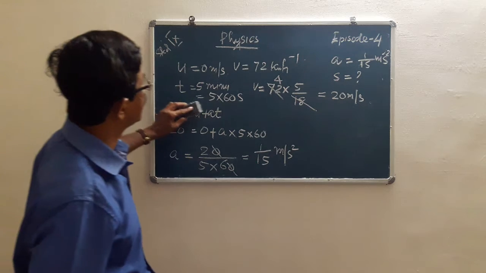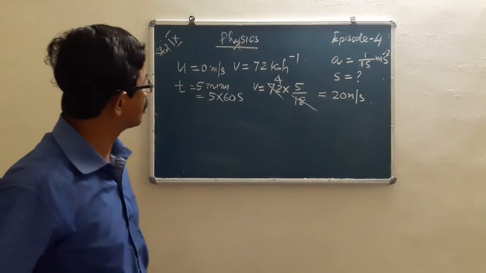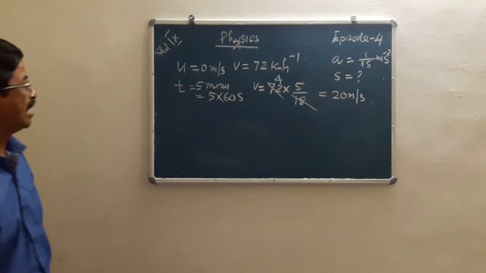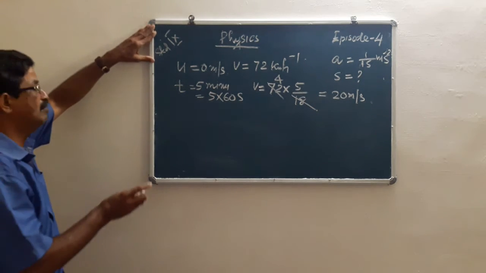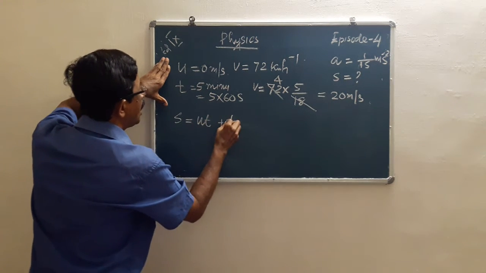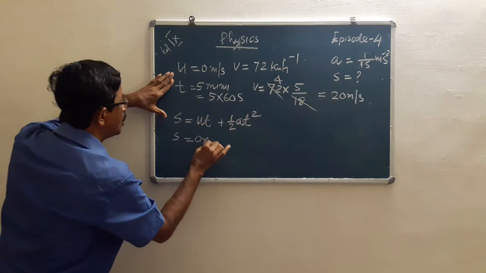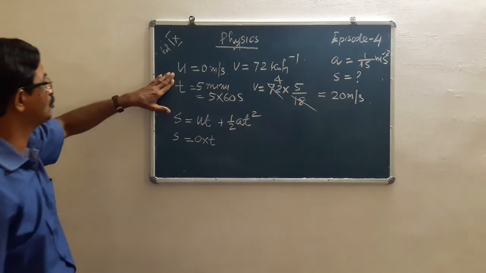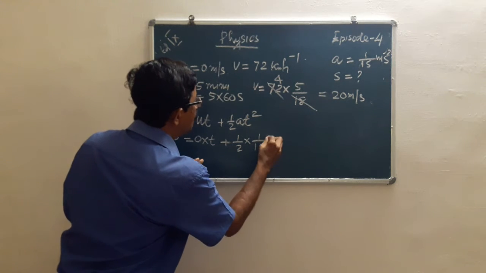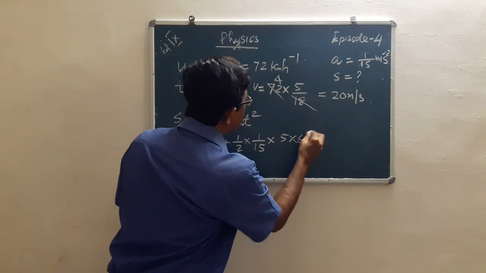Now the second thing we want to find is the displacement or distance traveled by the train. For that we can use either of two equations: S equal to ut plus half at square, or V square minus U square is equal to 2aS. By either equation you get the same answer. Suppose we use the first equation, S is equal to U into T plus half A T square. Here U, the initial velocity, is 0, into time is also 0, so I am not going to put the value. Plus half A, which is 1 by 15, into T, where T is 5 into 60, the whole square.